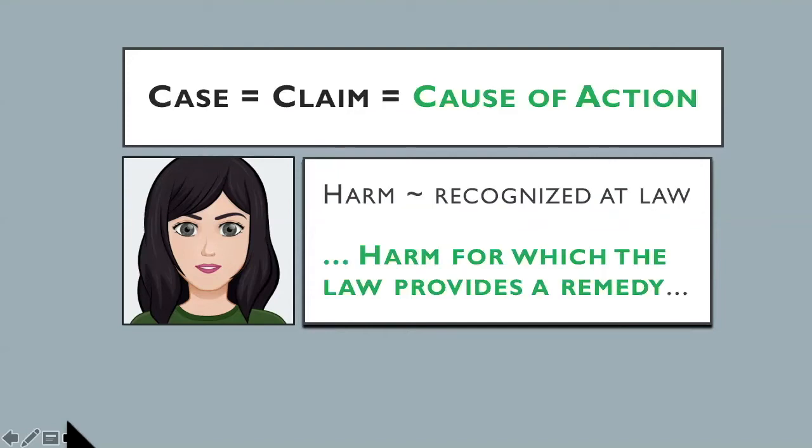A case is the same thing as a claim, is the same thing as a cause of action. That just means that there's a harm that is recognized at law. A cause of action is a harm for which the law provides a remedy. For example, the law doesn't provide a remedy for a broken heart, but does provide a remedy if someone runs into your car.